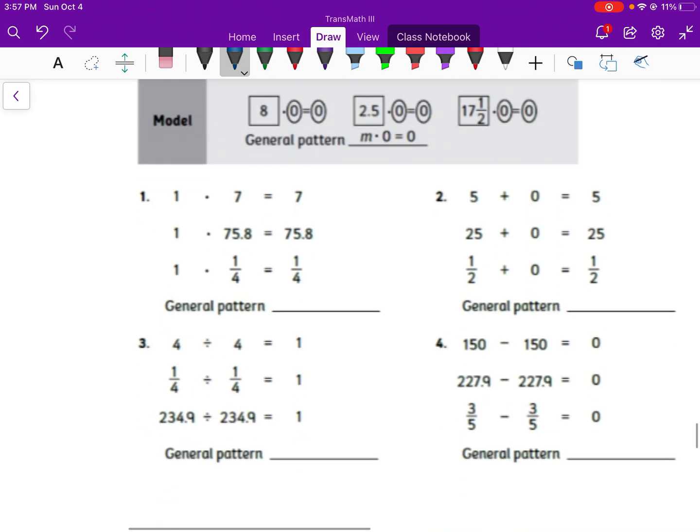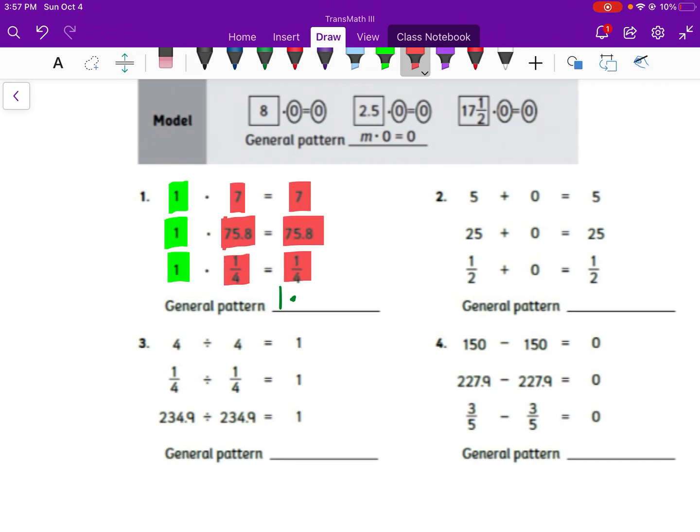Okay, so finding those general patterns, again, go ahead and find what's exactly the same every single time. 1 is a thing that does not change. So we're saying 1 times something, and that something is 775.8 and a quarter, and it's always equal to that. Those are the things that are varying, so that's what we're going to represent with our variable. So let's say x is equal to that x.